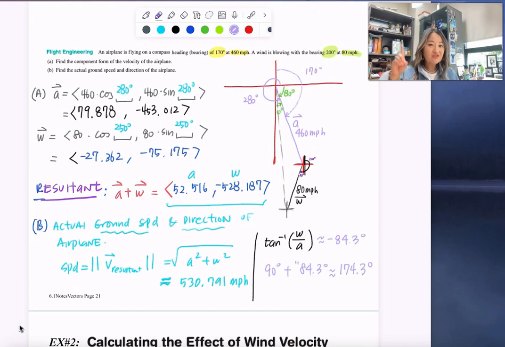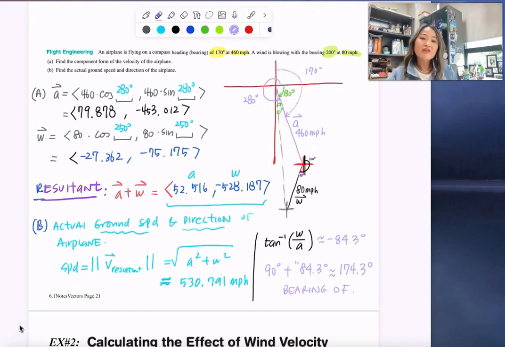So the airplane is flying at 530.791 miles per hour at the bearing of 174.3. But the 174.3 should already tell you that it's actually flying southeast because it's the bearing from here all the way to here. All right. Good luck, buddies. All right. So I'll write that here. Bearing of. Okay. Bearing of.